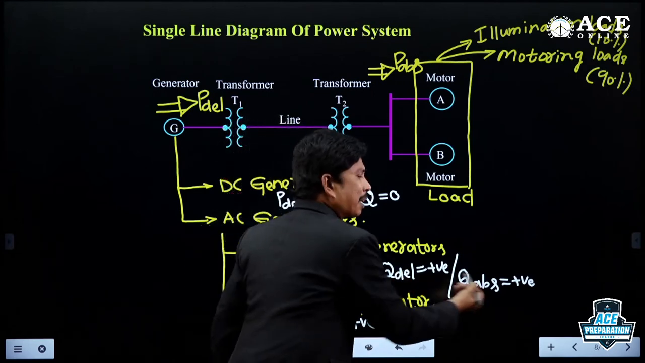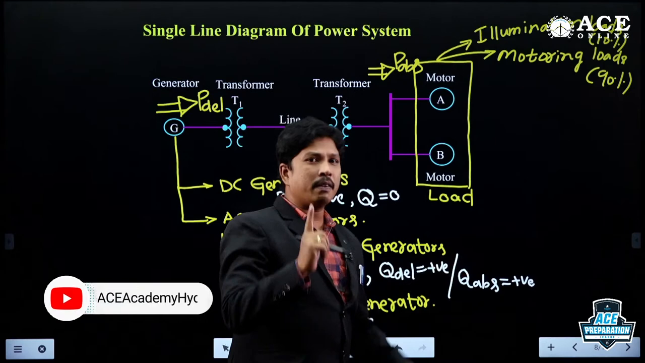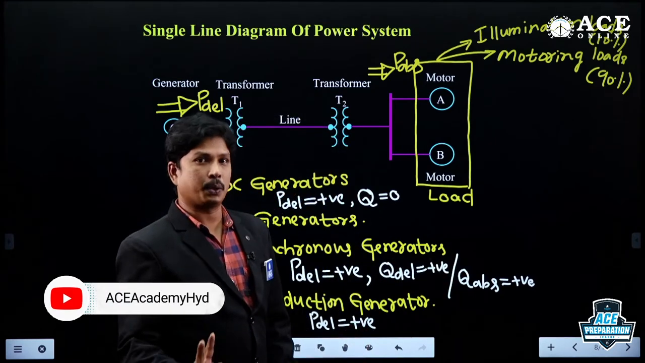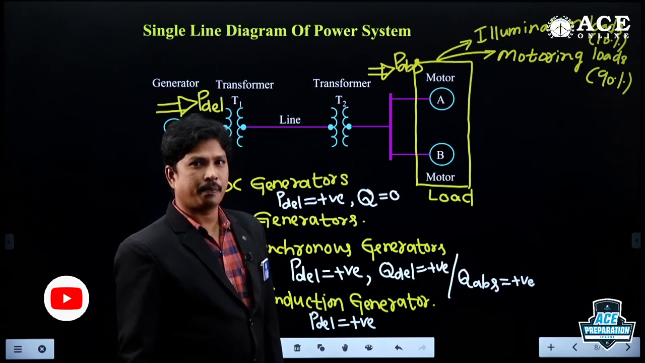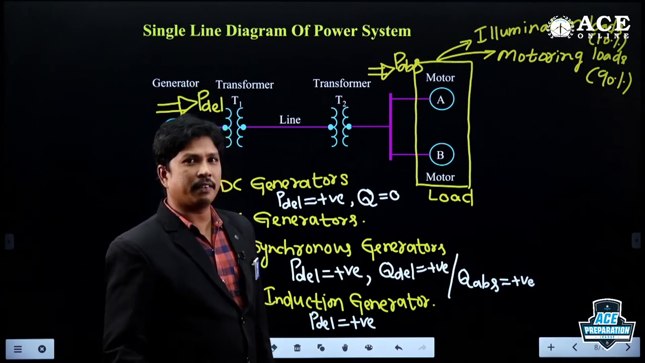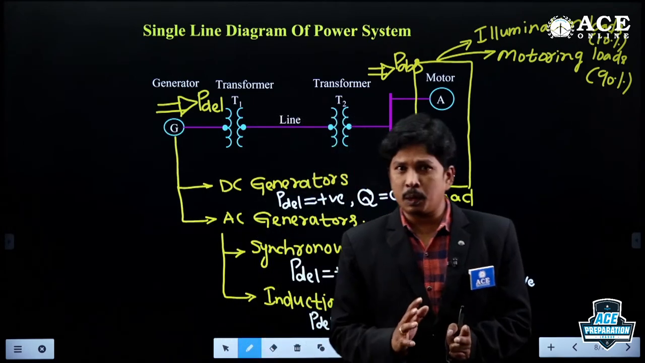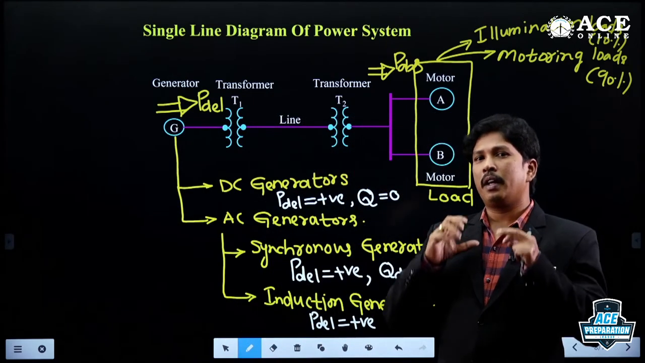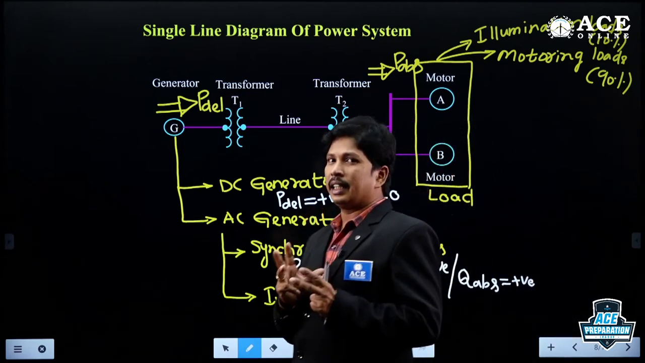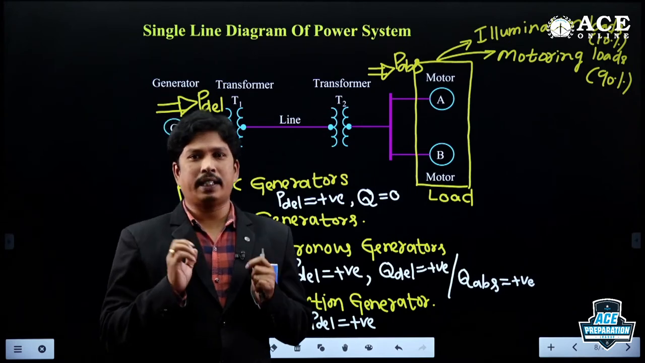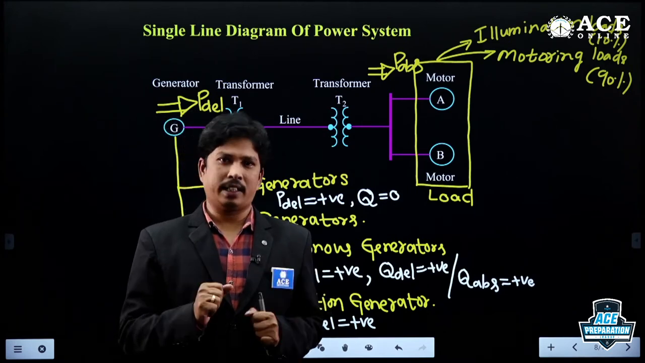So I am writing both are positive, which means that it can do any one at a time. It can deliver or it can absorb positive values. Are you getting the point? So please listen carefully. A synchronous generator is able to deliver the reactive power or absorb the reactive power whenever we are controlling the excitation of the synchronous generator, which is also called an alternator.